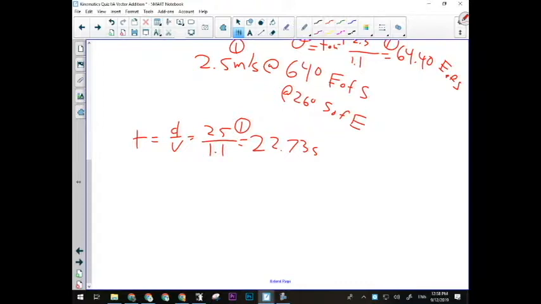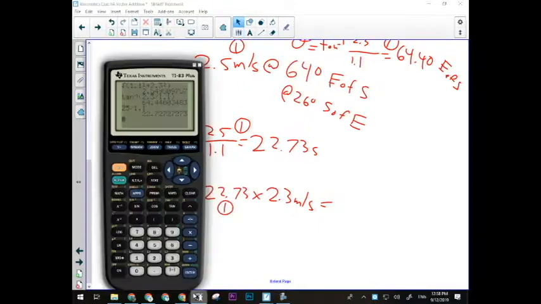Okay, now that I know how long I'm going across the river, I also know how long I'm going down the river. So I can figure out how far down the river I end up. D equals V times T, which will be 22.73 with all the decimals in it, times the speed I'm going down the river at, 2.3 meters per second. And so we'll give them a mark for that step there.